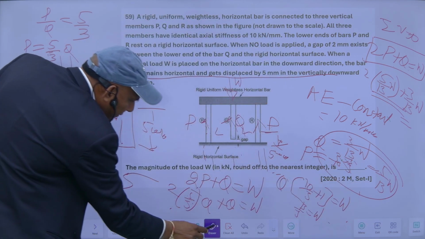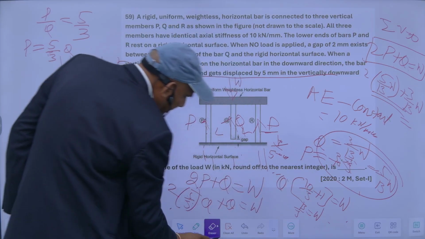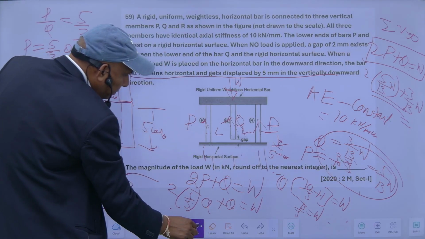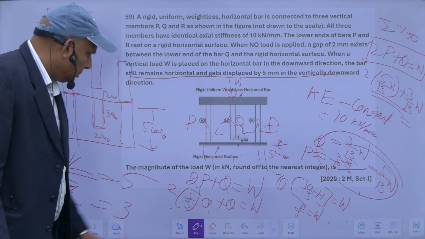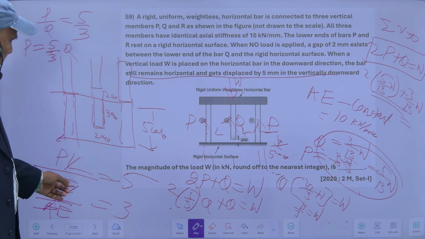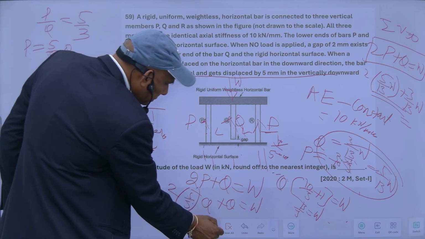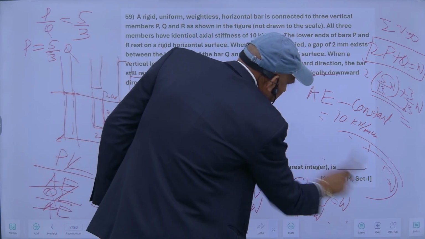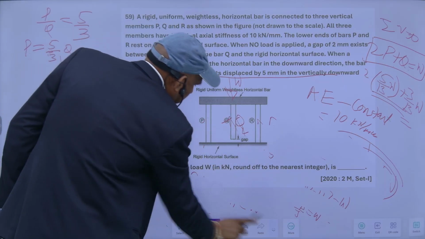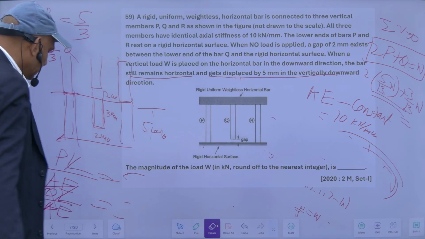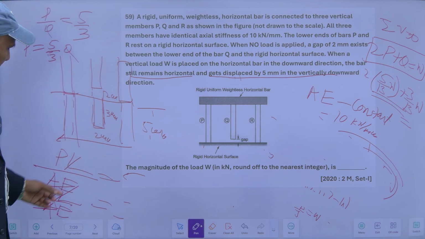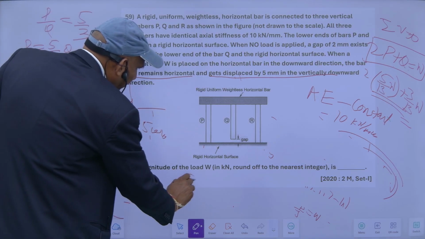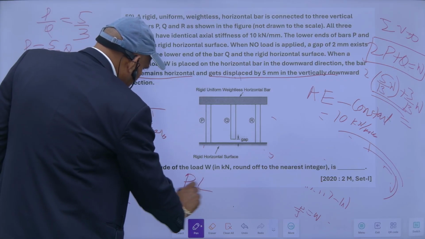This is not a question of that. I think we have wasted our time. Simply I have to calculate this one. AE is given. I simply have to put in the formula, this PL upon AE is equal to 5. So PL upon AE is equal to 5.